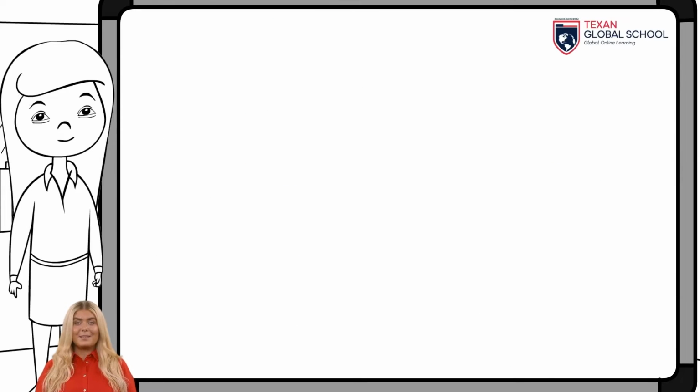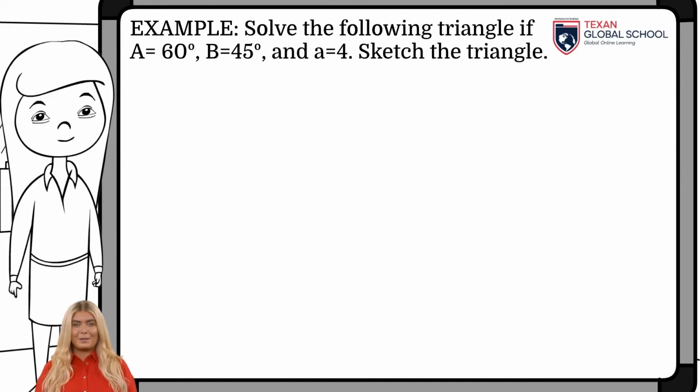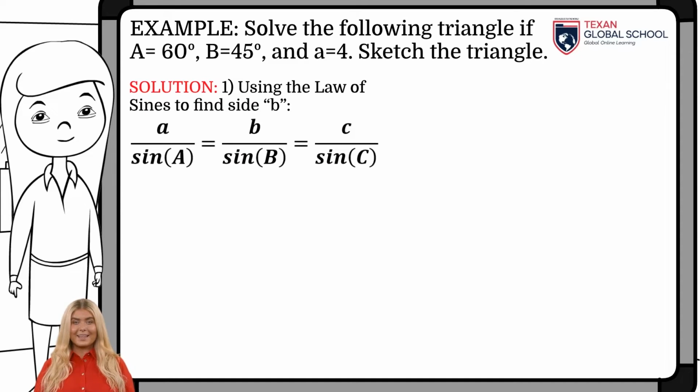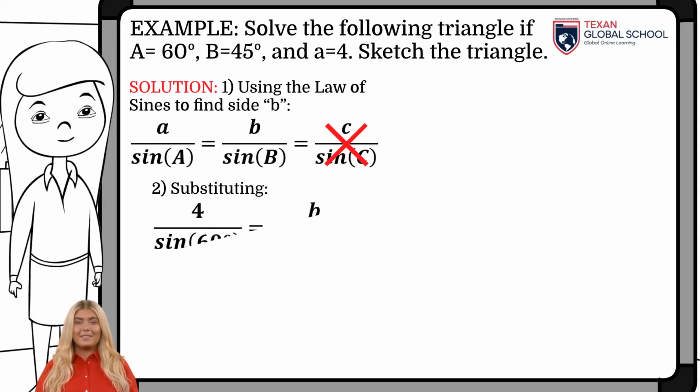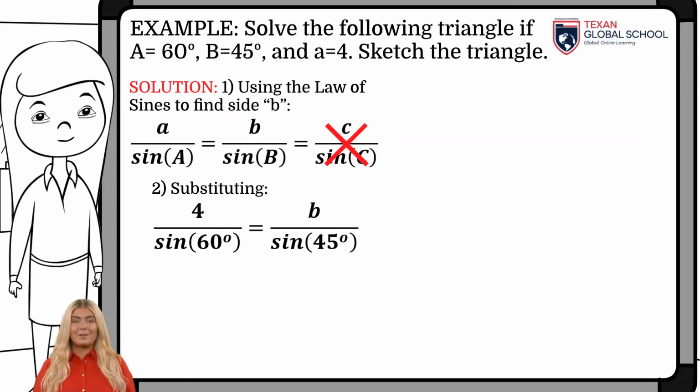Let's look at a first example. We will solve the following oblique triangle if A equals 60 degrees, B equals 45 degrees, and a equals 4 units. We will sketch the triangle. Remember that solving the triangle implies finding all the missing angles and sides. We will use the law of sines to obtain side b using the relationship between A and B, since the angle A and its opposite side a, and the angle B are given. Now, substitute into the formula, obtaining only one variable.